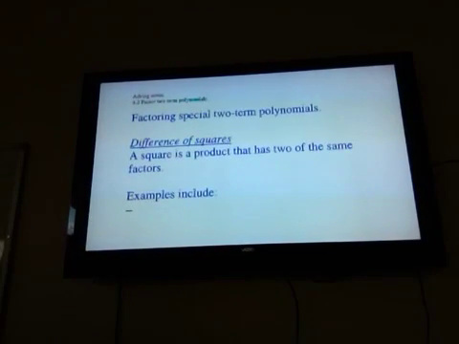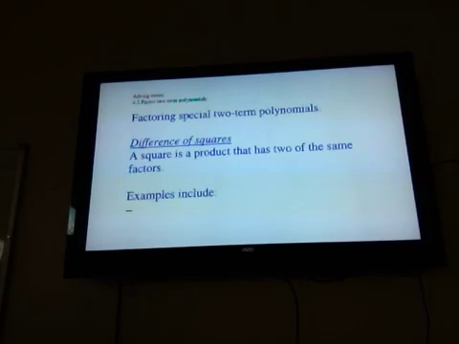Okay, goal 4.2 deals with factoring, specifically two-term polynomials. All of the ones that we're going to do have special names to them. We did some two-term polynomials just now, but they were just common factors, and that's all they can do. So the first thing we're going to talk about is a difference of squares.